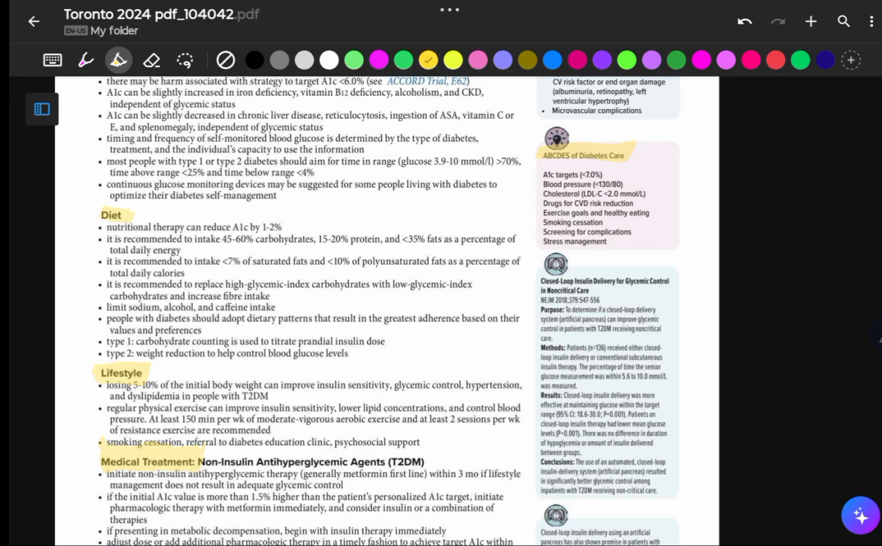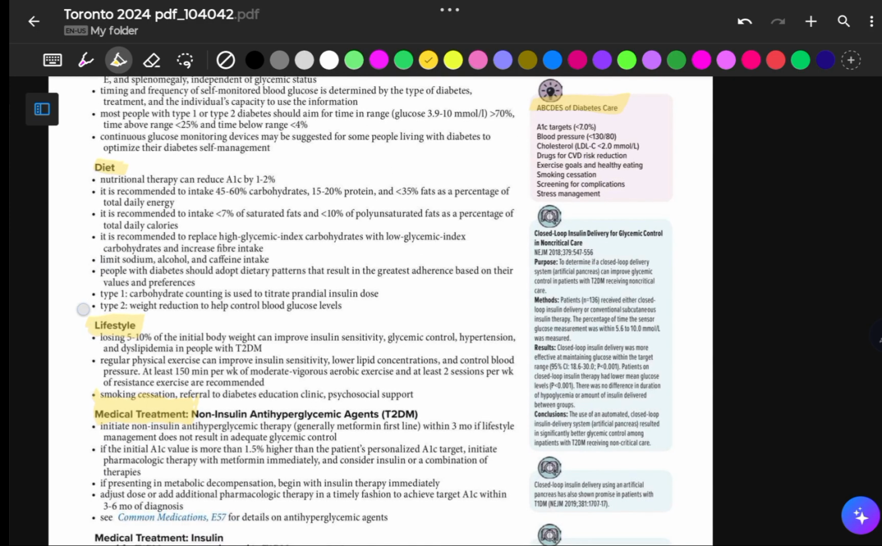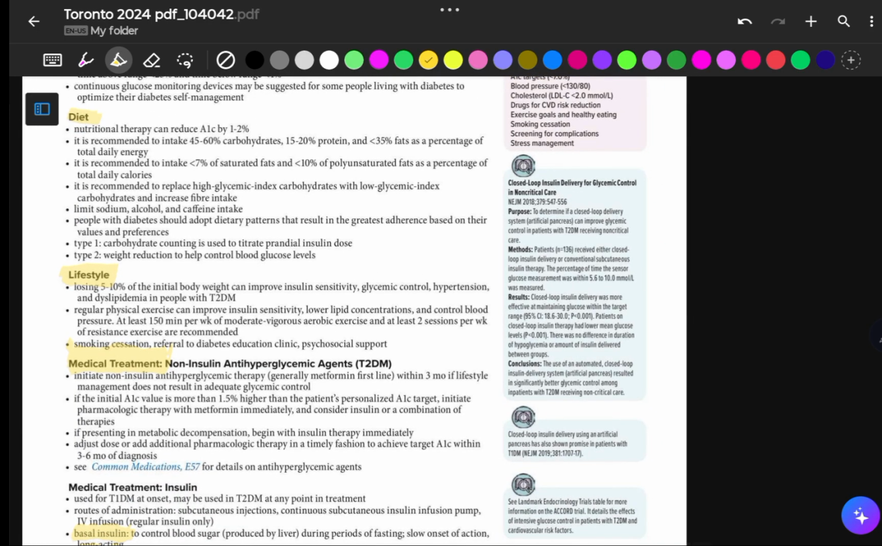Next is the lifestyle. Losing about 5 to 10% of the initial body weight can improve insulin sensitivity, glycemic control, hypertension, and dyslipidemia in patients with type 2 diabetes. So it's very important. What is the recommendation? To have regular physical exercise. It can improve insulin sensitivity, lower lipid concentration, and control blood pressure. You need at least 150 minutes of moderate to vigorous aerobic exercise per week, and at least 2 sessions per week of resistance exercise are recommended.